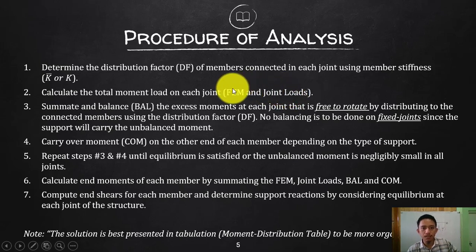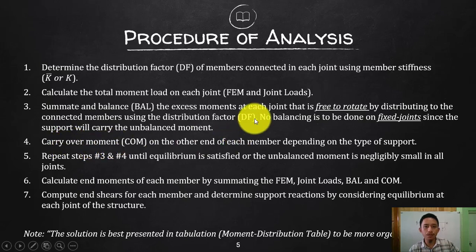Okay, once you have that, try to now summate. If there is an existing moment, then balance that one, distribute that one using your distribution factor. But do not forget, again, in balancing, the opposite side. Okay, there is no need for us to balance on the fixed joints. Okay, on the fixed joints, that should not just be joints, fixed support. Okay, or let's say fixed joint because of the support. And then of course carry over.